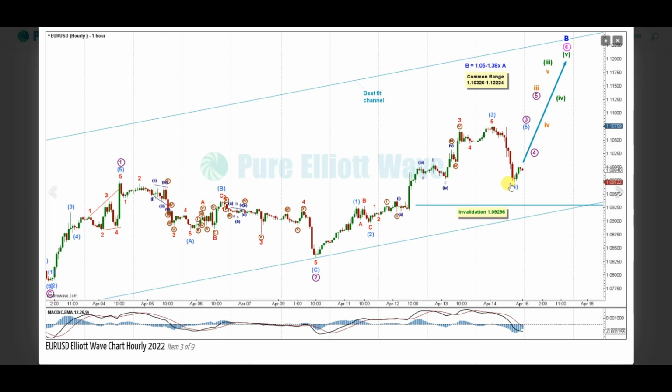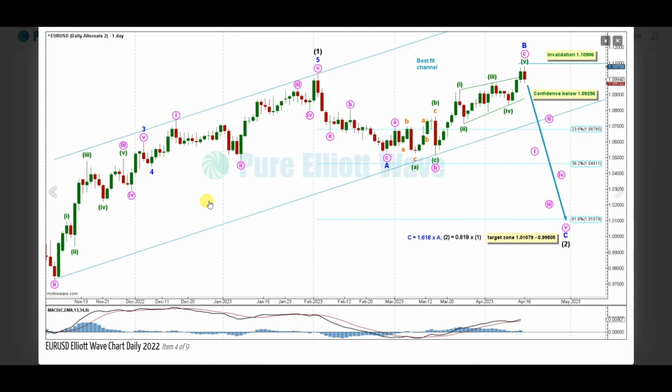Now I'll show you the alternate daily wave count for the ending diagonal. For the daily alternate, we thankfully have two levels very close, which are the invalidation and the confidence level below. So if I were to trade this, I would wait for either of those two levels and then put a stop below the recent pivot with my own money. So we are very close. We should see a breakout of this area in the next week, I would think.